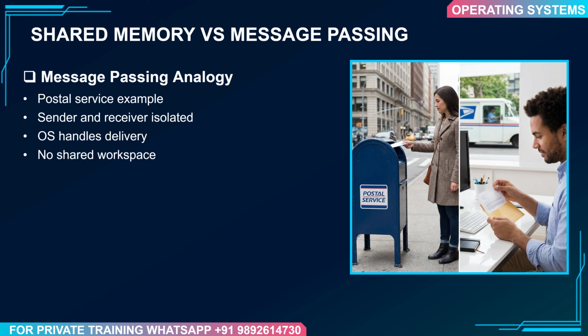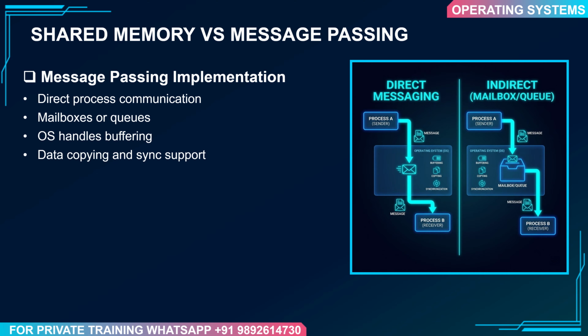The sender and receiver do not share a notebook or whiteboard. They remain completely separate and communicate only through messages. In operating systems, message passing can be implemented in different ways. Messages can be sent directly from one process to another, or they can be sent to a mailbox or queue, which another process reads from. The operating system handles details like buffering, copying data, and sometimes even synchronization.